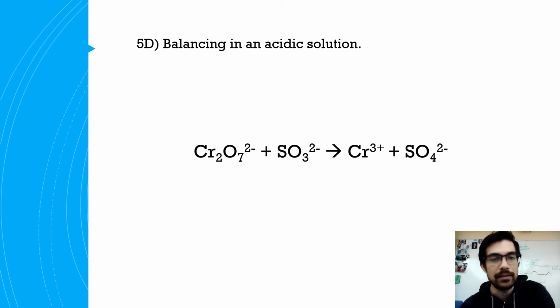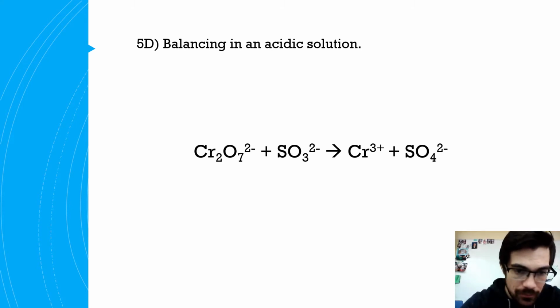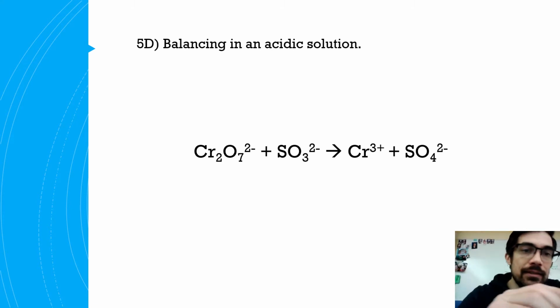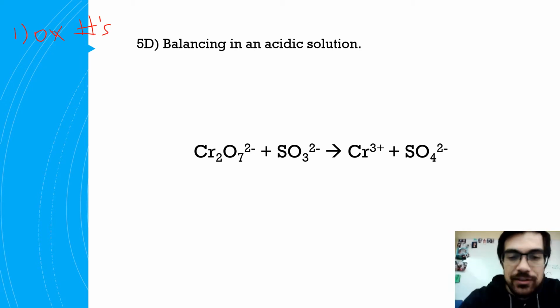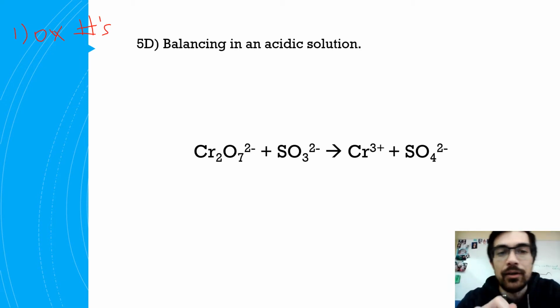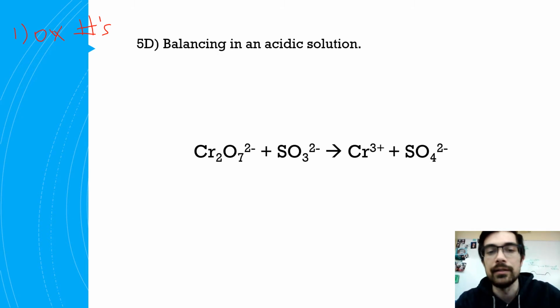Now keep in mind, the overall process is still going to be the same. The first thing is to get our oxidation numbers. Oxidation numbers is number 1. So first off, let's take a look at what we have here.